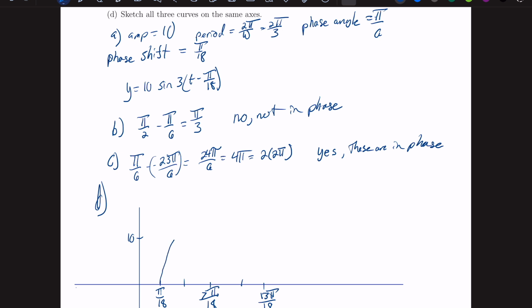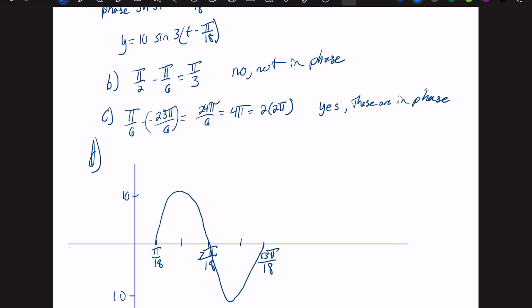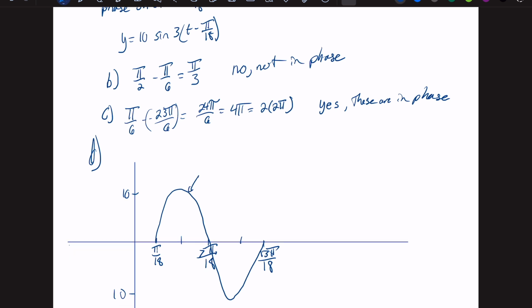It starts at 0. Here's the amplitude at the quarter mark, then it comes back down, hits the amplitude here. So here's our first one. Let's go ahead and call this one y1. This is y1. And in fact, this is also y3. I'll show you that in a minute.